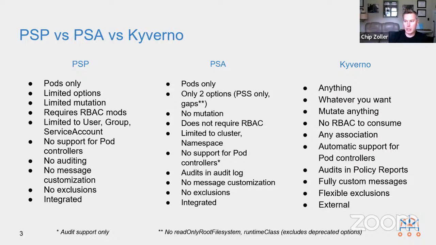RBAC mods on PSPs, either a cluster-wide file, which is not an API resource, or a namespace labeling for PSA. Kyverno, you just have a policy that exists, and whatever you want to match on in any way will be caught by the policy.